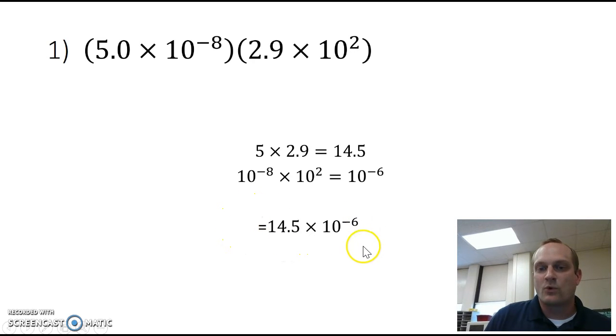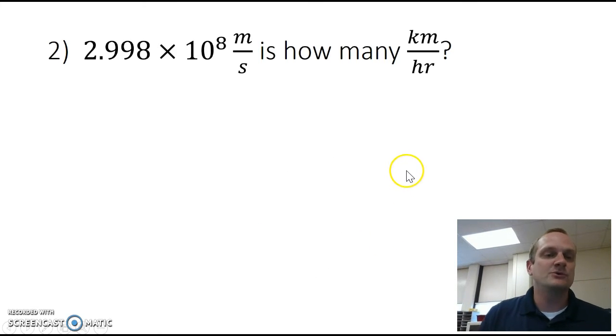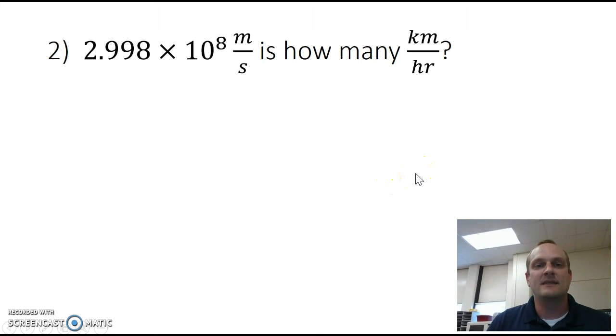I accepted this for full credit, but you could have gone another step further, put it in scientific notation. That'd be 1.45 times 10 to the negative 5. Okay, here's problem number 2. 2.998 times 10 to the 8 meters per second is how many kilometers per hour?